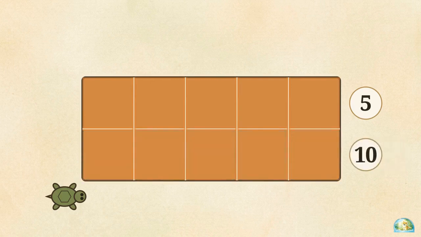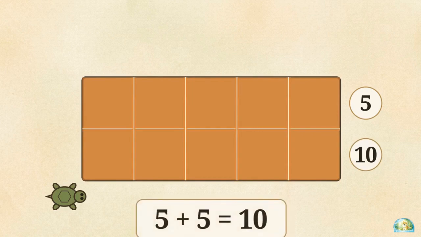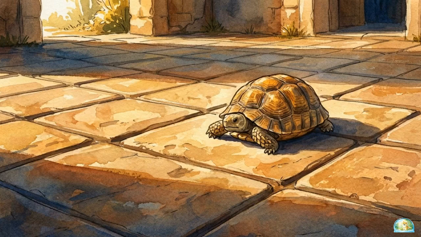With equal squares established, we count the top row to get 5. Then we add the second row, giving us 10. 5 plus 5 equals 10 square stones. Careful, equal partitioning gives us the structure we need to trust our skip counting on any new rectangle we find.